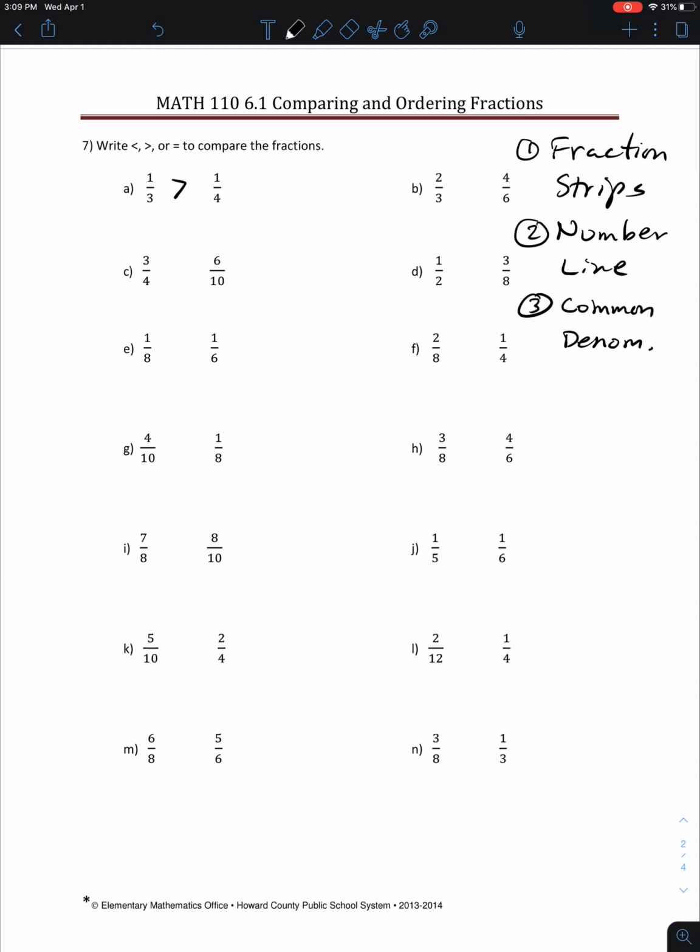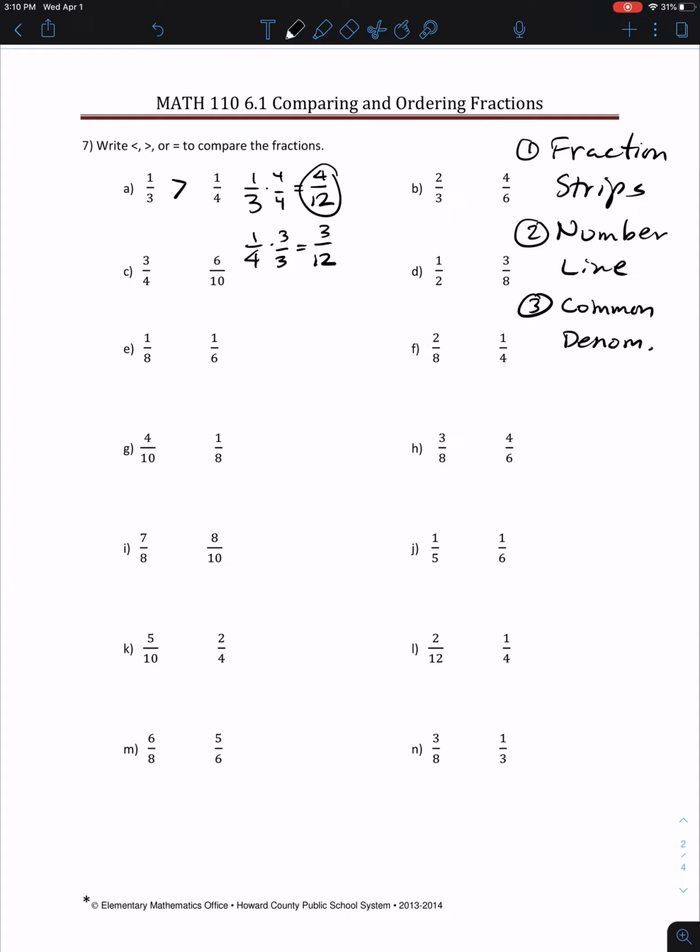But again, if you wanted to use common denominators, what we could do is take 1/3, multiply top and bottom by 4, and get 4/12. And then take 1/4, multiply top and bottom by 3, and get 3/12. And since 4 is bigger than 3, that means 4/12 is greater than 3/12.